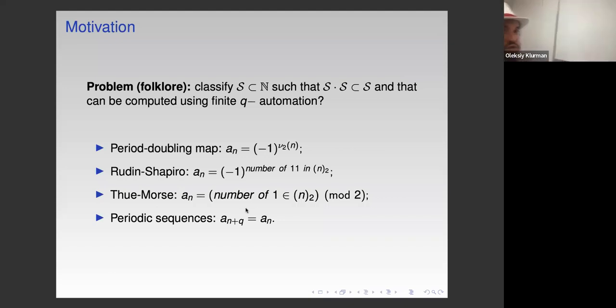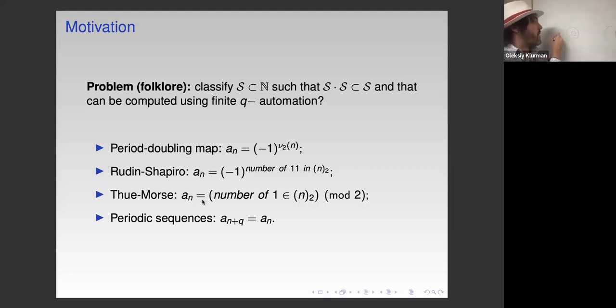Let me try to draw something here. The way I think about automaticity is that I can understand what the value of the sequence is if I go digit by digit and read my number from left to right. Let's say the Thue-Morse sequence. I look at the parity of the number of ones in the two-adic representation. So I have 2 states: either an even number of ones or an odd number of ones.